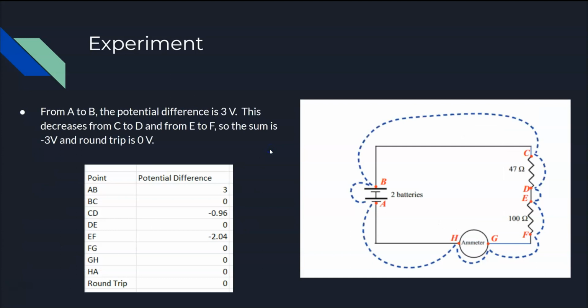So here are the potential differences across the different checkpoints. It starts at 3 volts but decreases from C to D and from E to F until it reaches 0. The sum is -3 volts and round trip is 0 volts. So on the right is a diagram for the circuit going through the different checkpoints from A to B, B to C, C to D, D to E, E to F, F to G, and G to H, and then H to A.